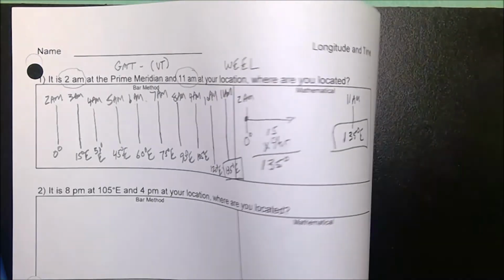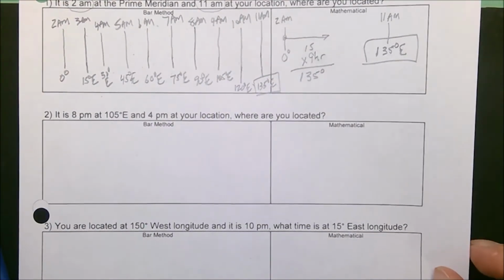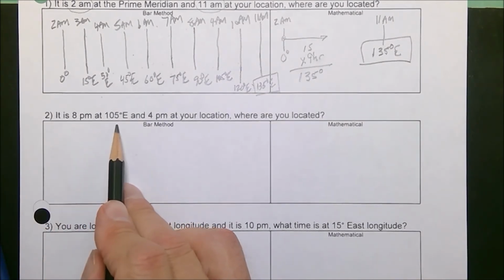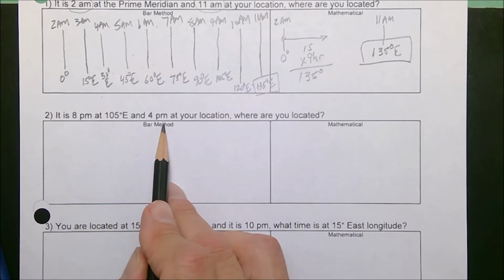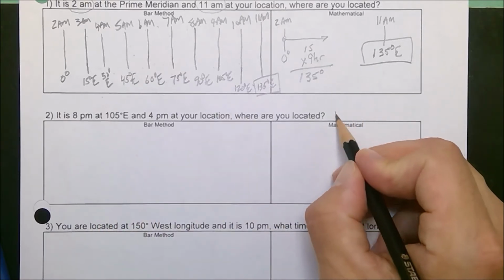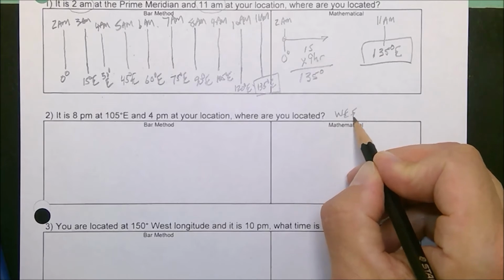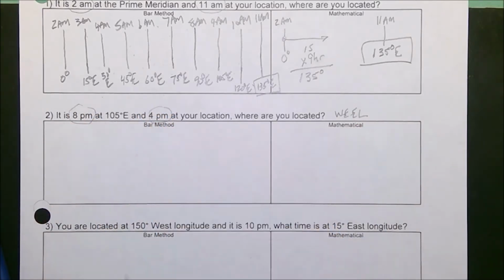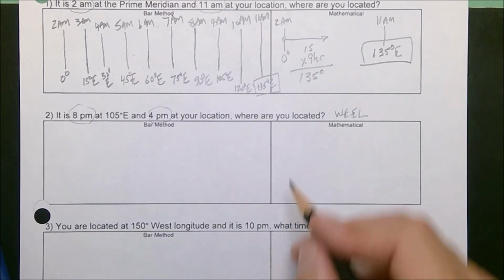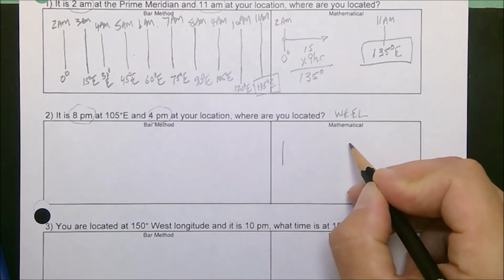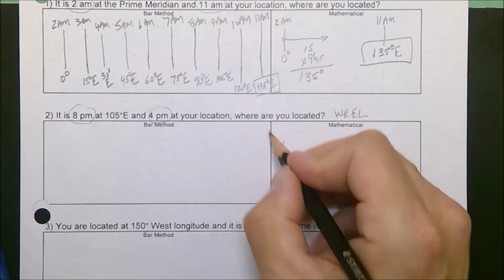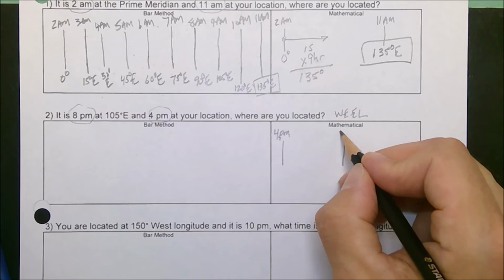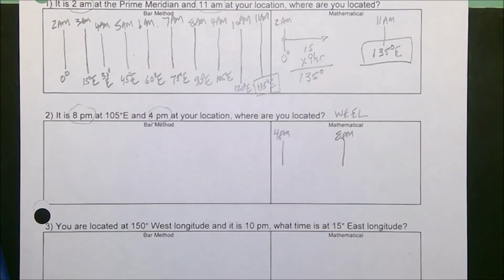Now, looking at the next one. All right. 8 p.m. at 105 east, 4 p.m. at your location. Remember, west is earlier, east is later. So the two times that I'm given are 4 p.m. and 8 p.m. So if I'm just going to visualize it with two meridians, west is earlier, so 4 p.m. is here, 8 p.m. is here.